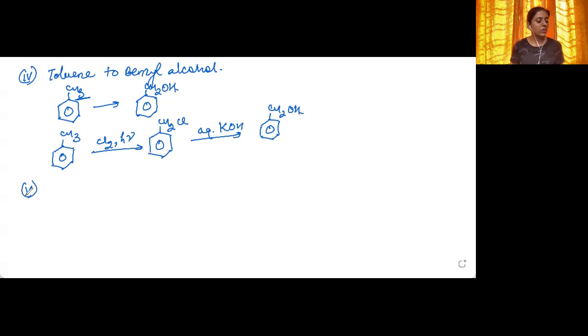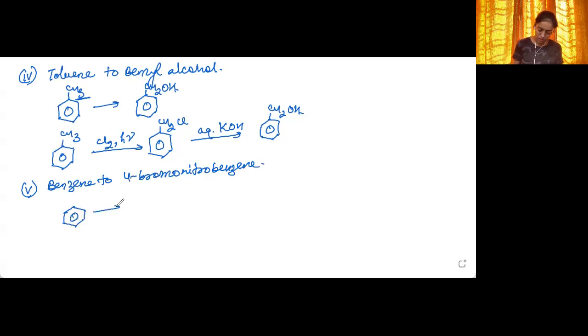Then we need to convert benzene into 4-bromo-nitrobenzene. Benzene to 4-bromo-nitrobenzene. So there we have benzene and we need to convert it into nitrobenzene, and at the fourth position, that is at the para position, there is a bromo group. Now we need to do this reaction carefully. Why am I saying that? Just let me clear the screen so that I can explain the concept behind.